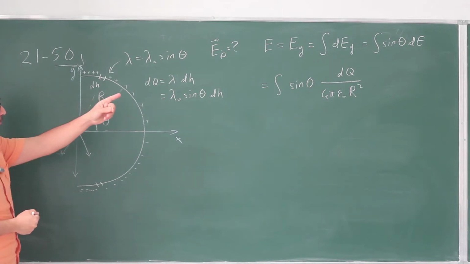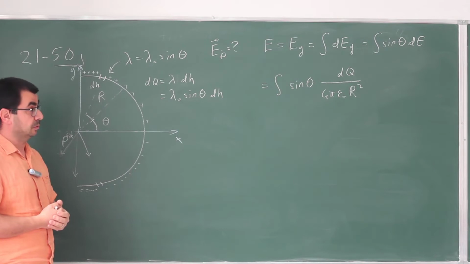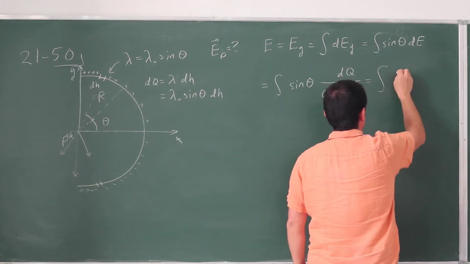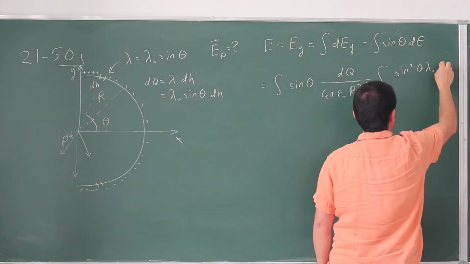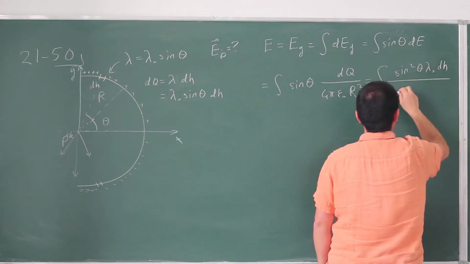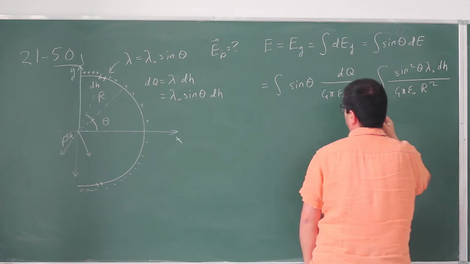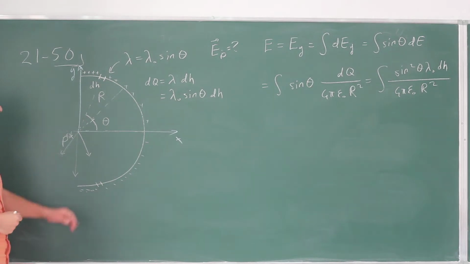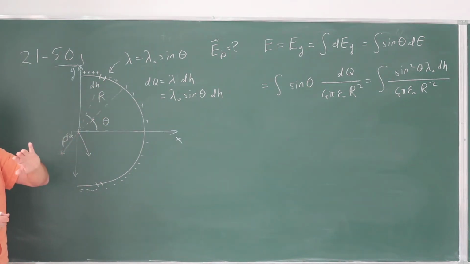Now that dq is going to be given by this. It's also going to be proportional to sine theta. So this is going to be sine square theta lambda naught dH divided by 4 pi epsilon naught R squared. Okay. Now, here we have the problem of writing this dH in terms of theta, or theta in terms of dH. Okay, we need to do this.